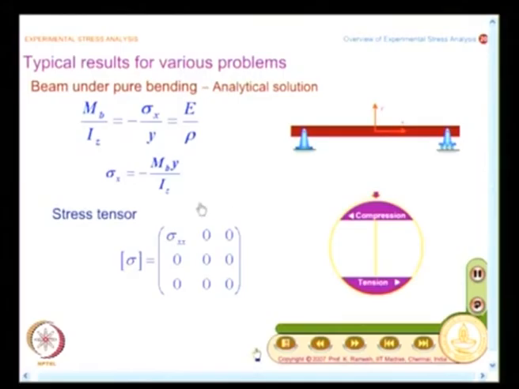And once you have this, I have the analytical solution, and it is possible for you to plot the type of contours that you could get. And we have seen earlier that we get only sigma 1 minus sigma 2 in the case of photoelasticity. Since you have the stress tensor, you know how to find the principal stresses, then you can find sigma 1 minus sigma 2, and you can comfortably plot it.